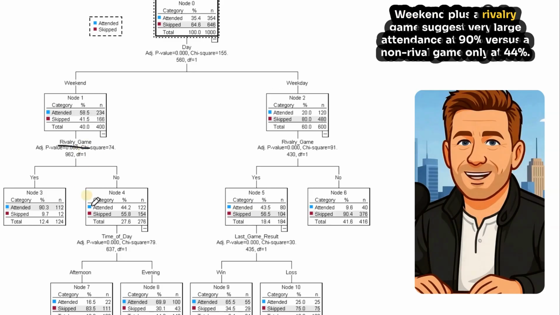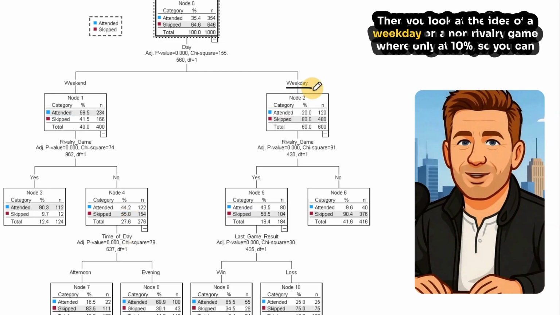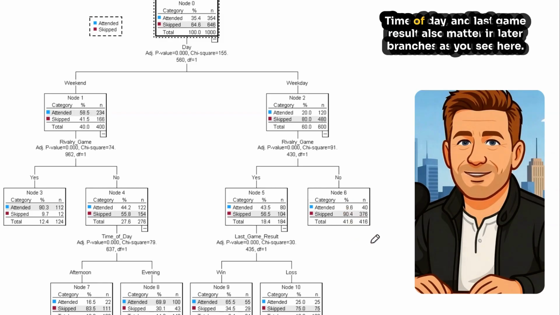Weekend plus a rivalry game suggests very large attendance at 90% versus a non-rivalry game only at 44%. Then you look at a weekday non-rivalry game, and we're only at 10%. So you can see the substantial difference between 90% and 10% based on these two factors alone. Time of day and last game result also matter in later branches, as you see here.